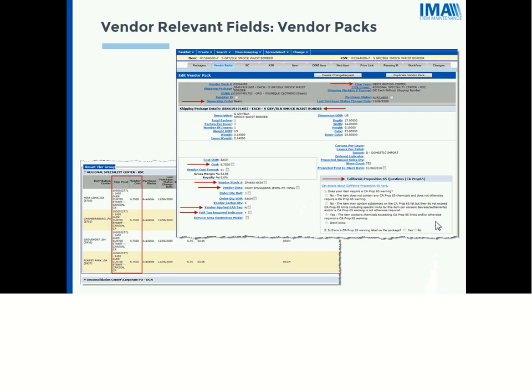Now, depending on your flow type, you may or may not have this section down at the bottom. This is where you can see your ship points for each of the individual DCs. For example, if you do DSD, which is direct to store, you will not have any ship points because there are no DC locations for DSD.